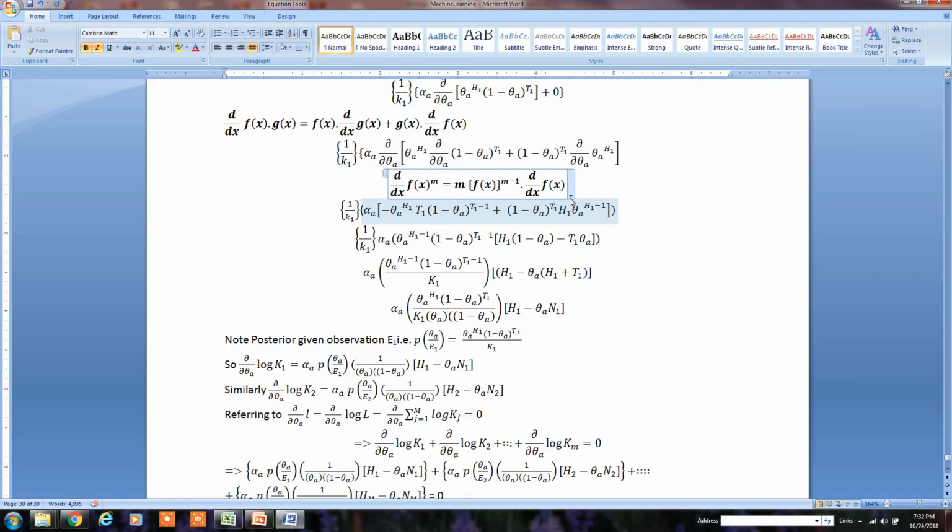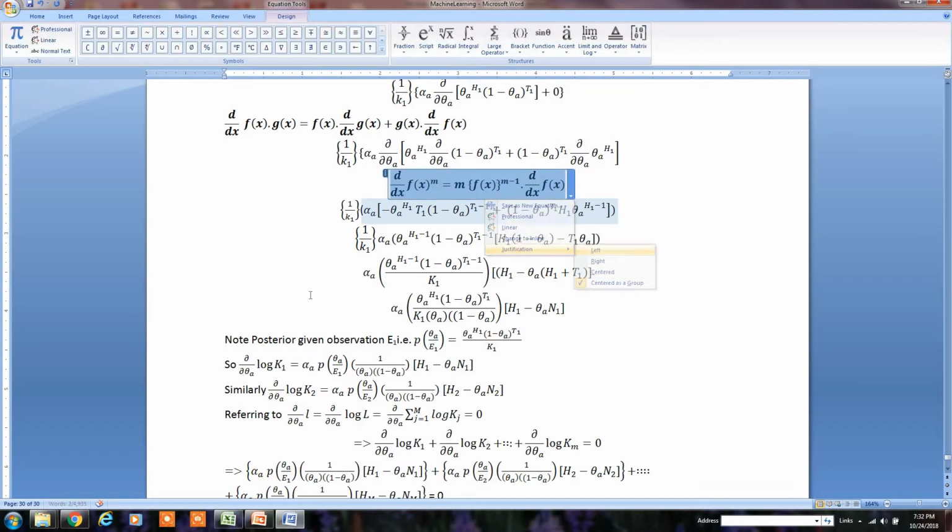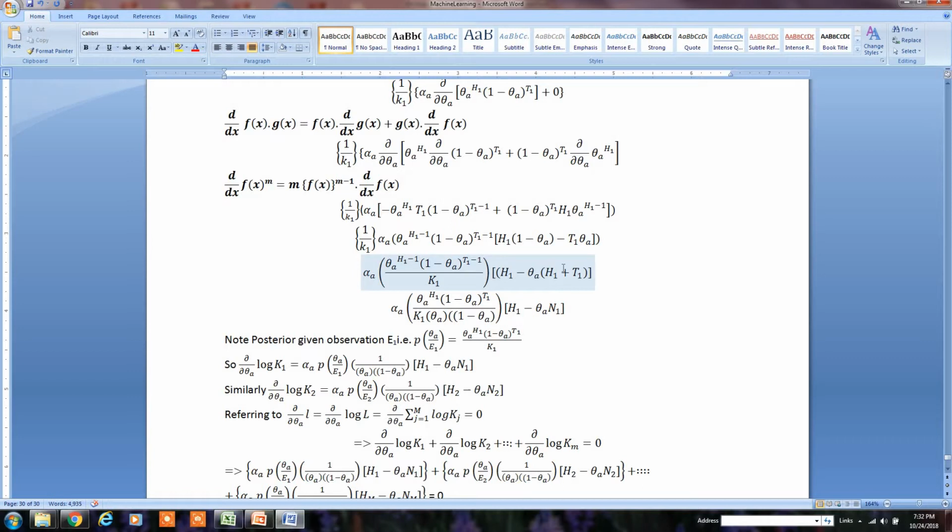After this, to proceed further, we have to follow another formula from calculus, and this is something like this. Differentiation of function of x to the power m. Sorry, there is a mistake here. Let me put it properly. So this one is equal to m multiplied by function of x to the power m minus 1 multiplied by differentiation of function of x.